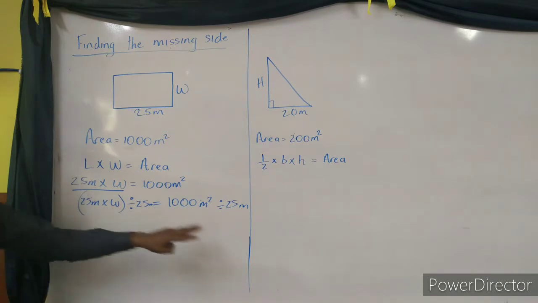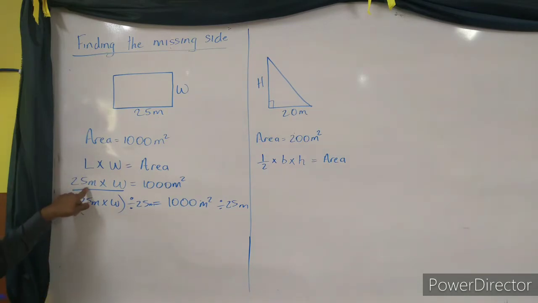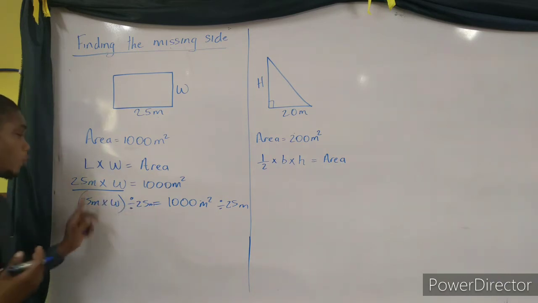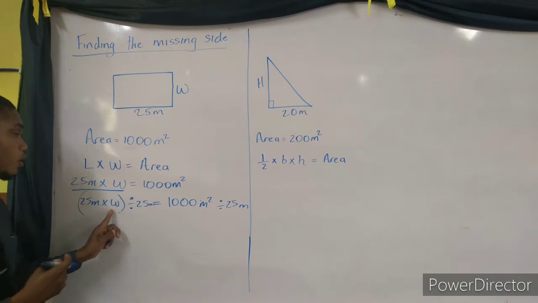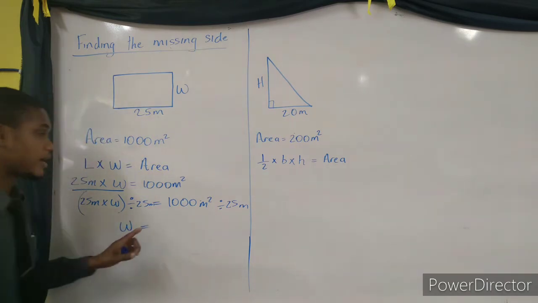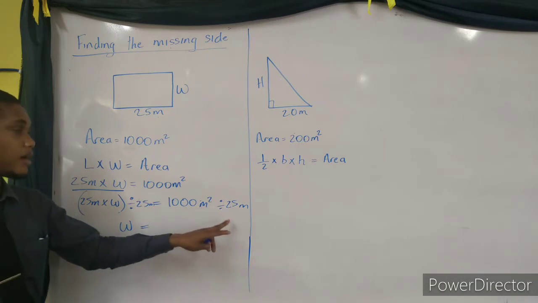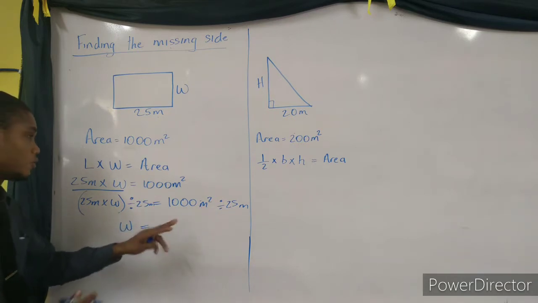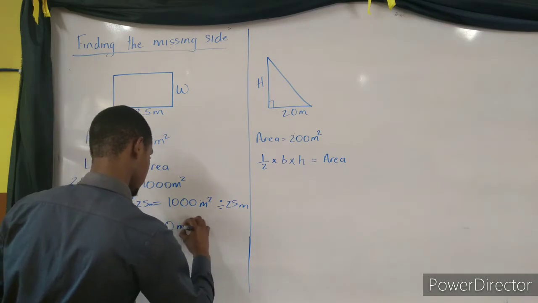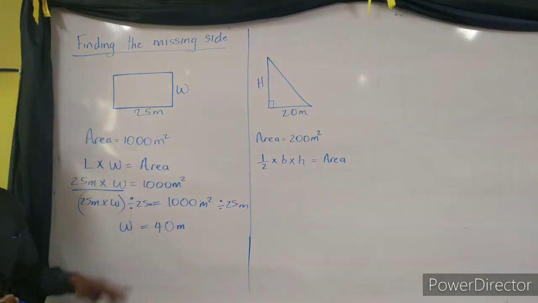Now, when you divide both sides by the number, whatever value you have, that's what you will divide by. So 25 divided by 25, that will give you 1. So on this side, you will always be left with your variable. So that's w. And that is equal to 1000 divided by 25. That gives you 40 meters. And that is your answer.